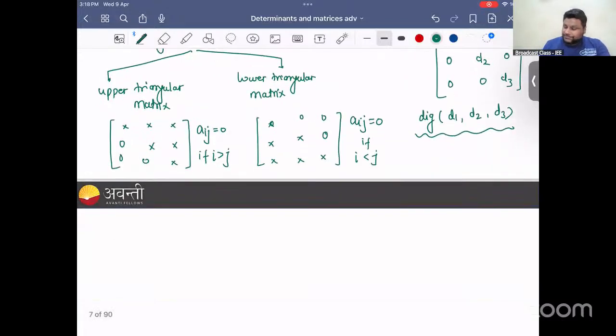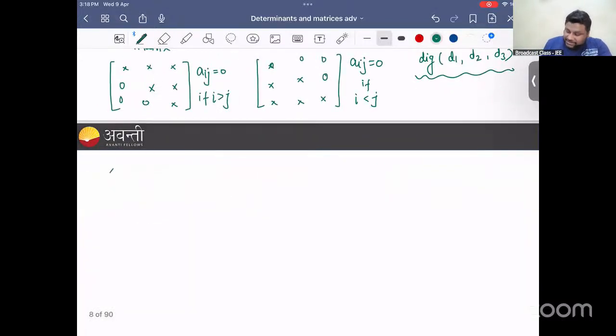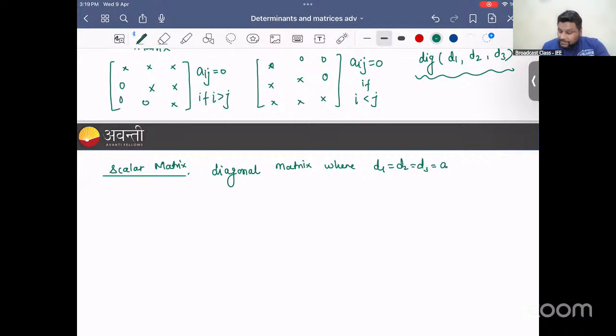Now, in diagonal matrix, we study scalar matrix. What is scalar matrix? Scalar matrix is a diagonal matrix where d1 equals d2 equals d3 equals a. So scalar matrix looks like a, 0, 0, 0, a, 0, 0, 0, a. Like this. Means all the diagonal entries are same.